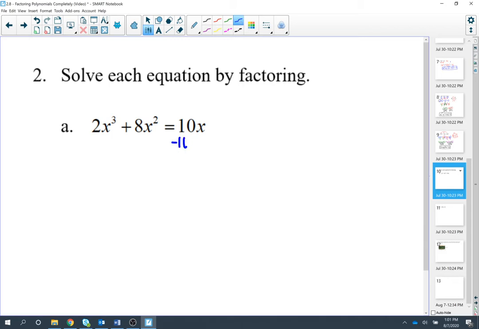I'm going to subtract 10x. Now, can you actually subtract 10x from an x cubed or an x squared? No, you can't. So we're just going to write them separately. 2x cubed plus 8x squared minus 10x equals 0.